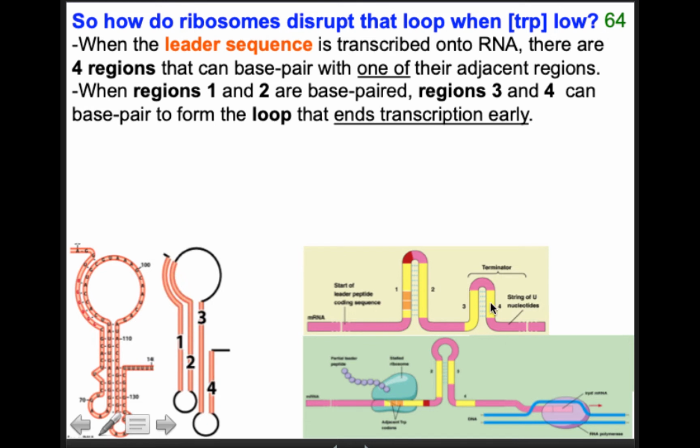So it's regions 3 and 4 making a loop, and then a bunch of U's here matching the A's on the template strand. That's where termination would happen early if this stays closed.